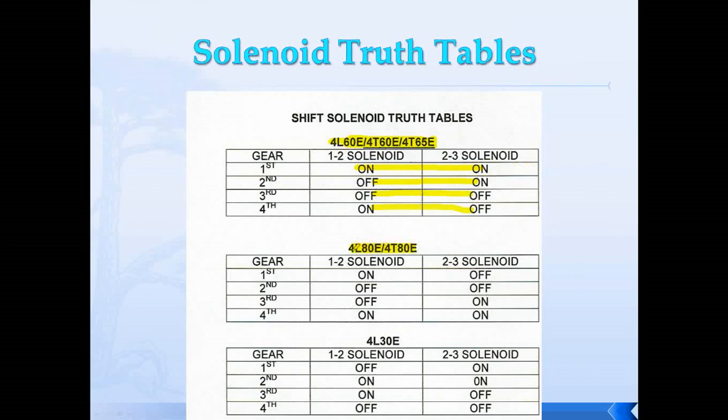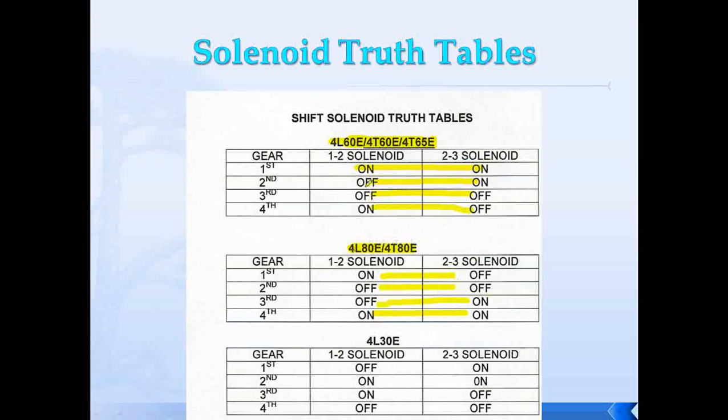Now, when you look at the 4L80E, the 4L80E and 4T80E are the same family of transmission, so these are the 80 series transmissions. They use the same solenoid sequencing. So in first gear, the 1-2 solenoid, or solenoid A, is going to be in the on position, and solenoid B, or the 2-3 solenoid, is going to be in the off position. I go to second gear, both are turned off. Third gear, we're going to have A remaining off, and we're going to cycle B back on again. I go to fourth gear, the 1-2 solenoid, or solenoid A, is going to be cycled on, and solenoid B, or the 2-3 solenoid, will be cycled back to the off position.